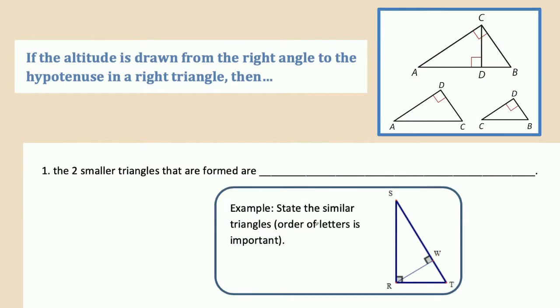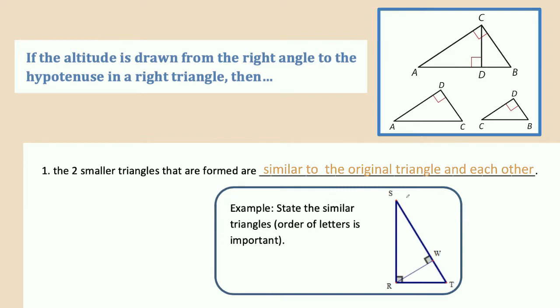So here's an example, and kind of like filling this in, if the altitude is drawn from the right angle to the hypotenuse of a right triangle, then the two smaller triangles that are formed are similar to the original triangle and each other. So that's what we just mentioned. And then we have an example here, state the similar triangles. Order of letters is important, just like in congruent triangles. So let's go ahead and start with the largest triangle, and we'll go in alphabetical order.